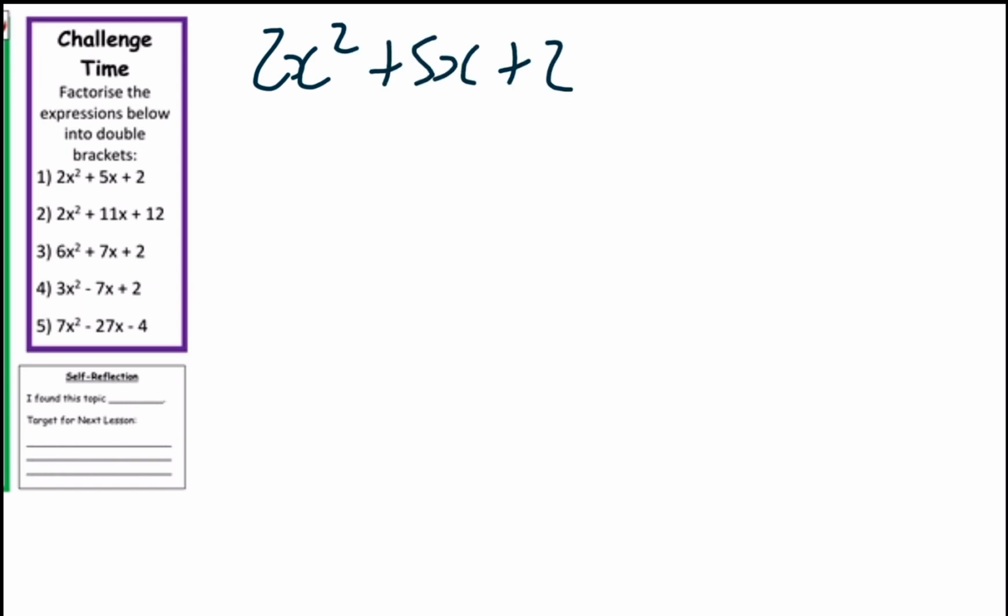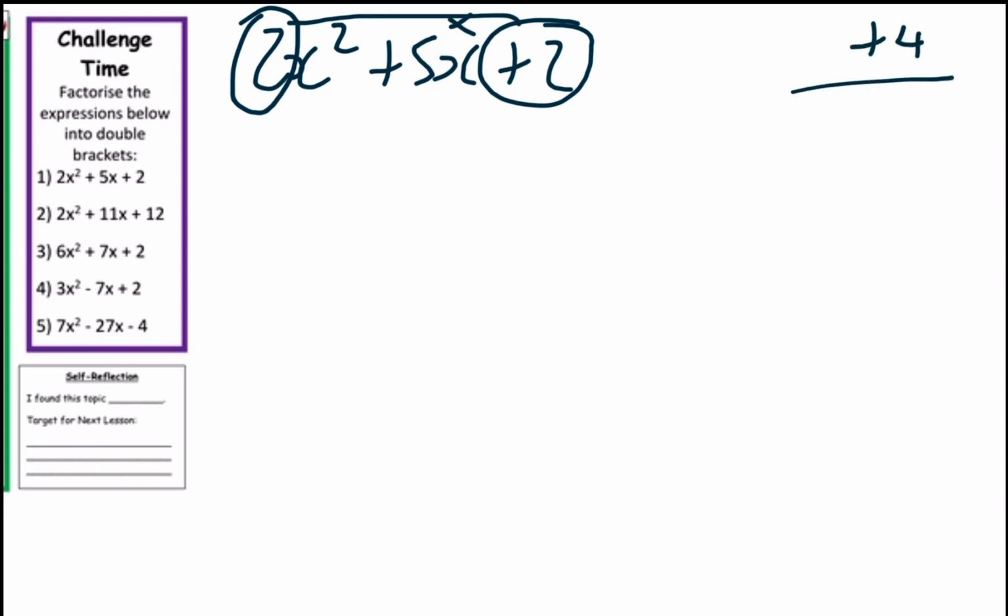So the first rule is you take the first number, not the letter, the first number in front of the x squared, and the number at the end, the +2, and you multiply them together. So 2 times +2 is +4. You find a list of combinations that make +4. So if I write them, it's 1 times 4. Don't forget the flip of it, so -1 times -4.